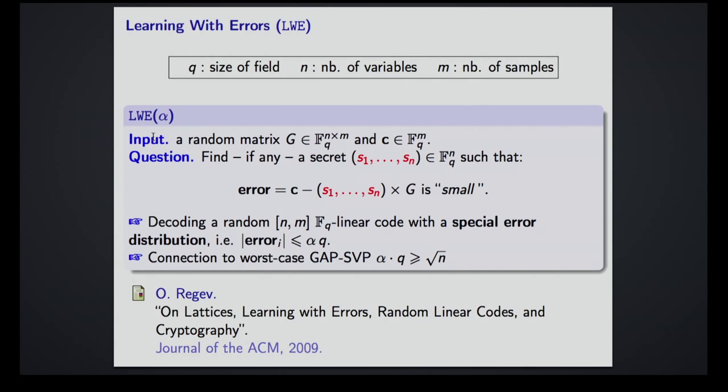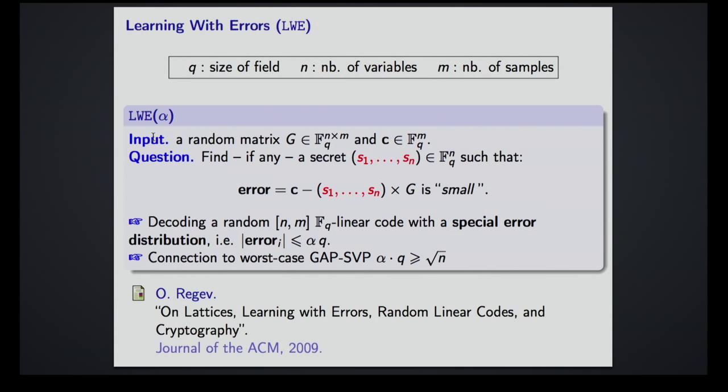You can see this problem of learning with errors as decoding a random linear code with a special type of distribution. I will again simplify the distribution here. It's a discrete Gaussian, as we all know. But for me, I will only assume that each component of the error is small, and so you have q the size and this alpha the parameters. We all know that this is secure. You have the connection to worst-case GapSVP if this alpha q is big enough.